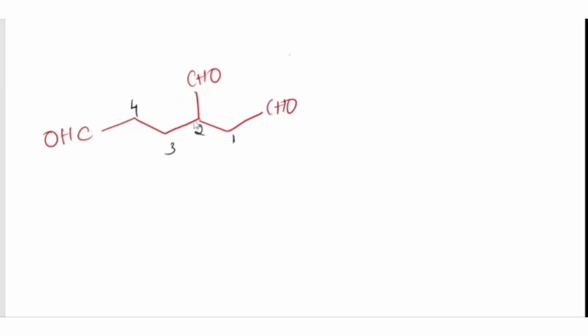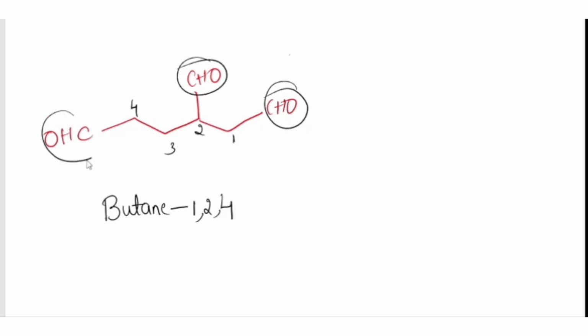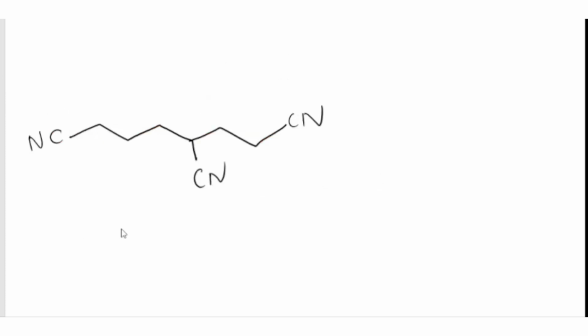Here, what is the root word for the 4th carbon? That is but, and the primary suffix is ane. That is why butane, hyphen I have to put over here, and 1, 2, and 4 are the locants where this particular group is attached. Therefore, butane 1, 2, 4, again hyphen tricarbaldehyde. Tricarbaldehyde is the IUPAC name for that particular compound.